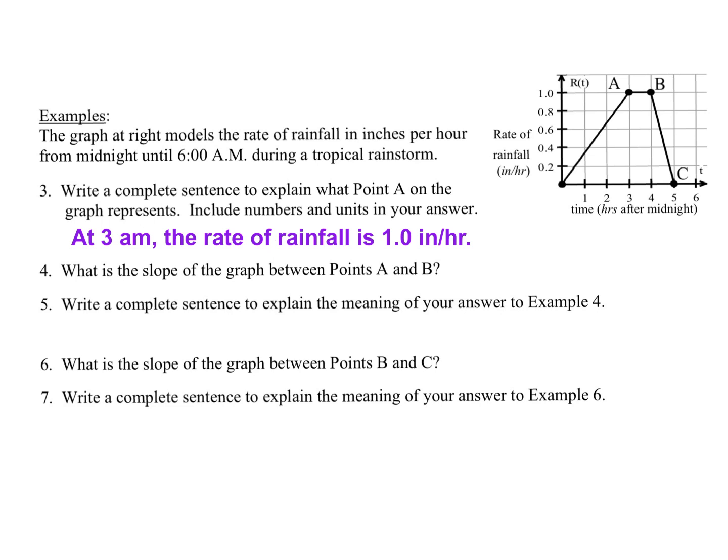All right, good. All right, somebody new for 4. Slope of the graph between points A and B. Isabella, what do you got? 0. Okay, easy enough, right? But we probably should say 0 inches per hour squared. Okay, don't forget your units.